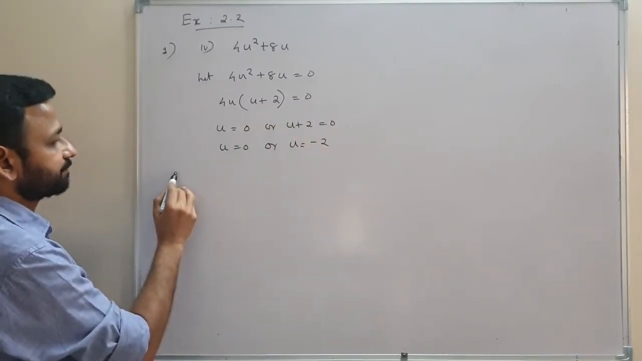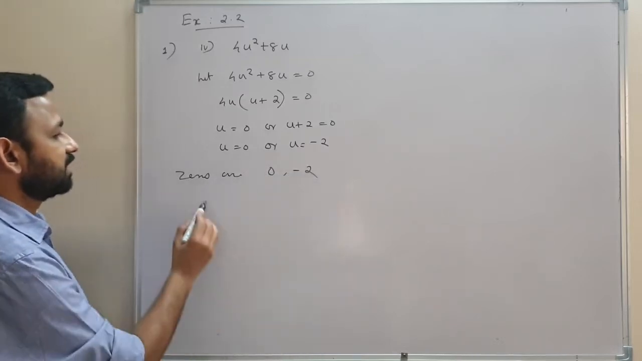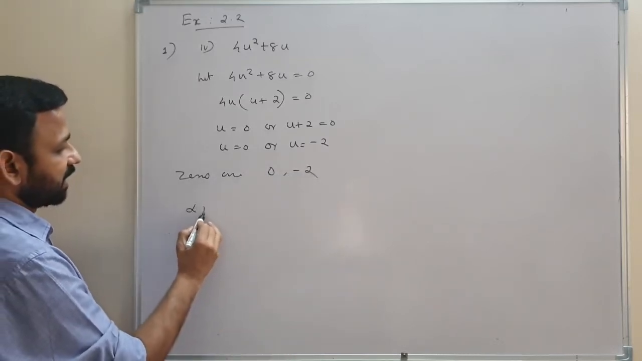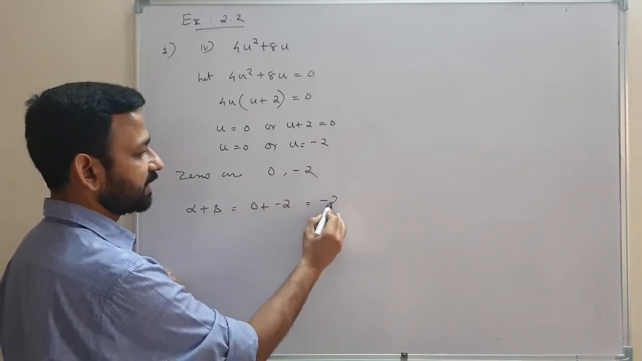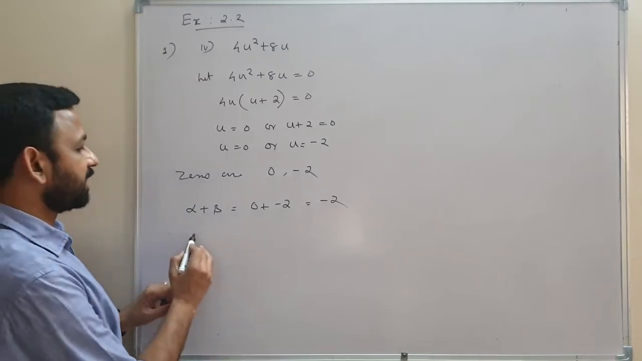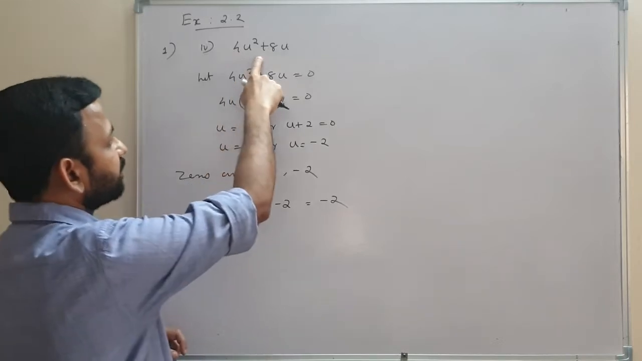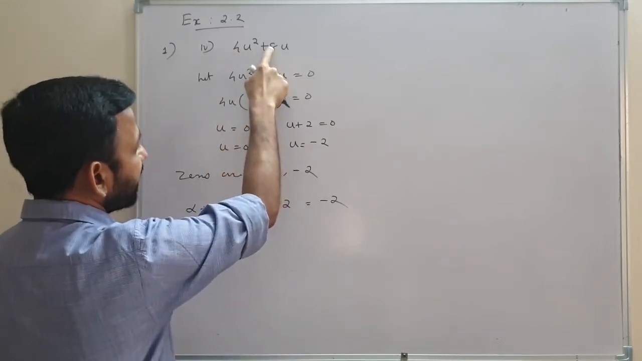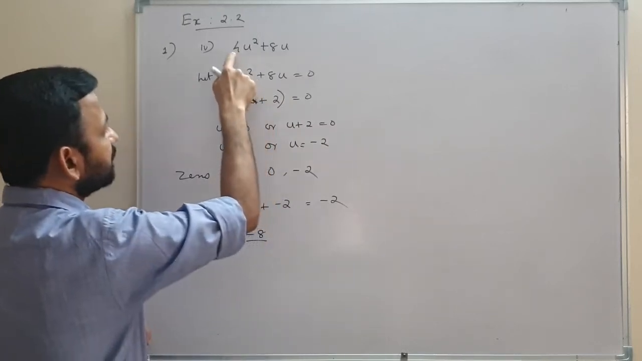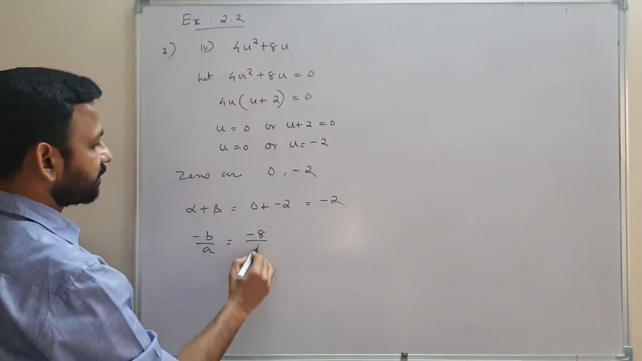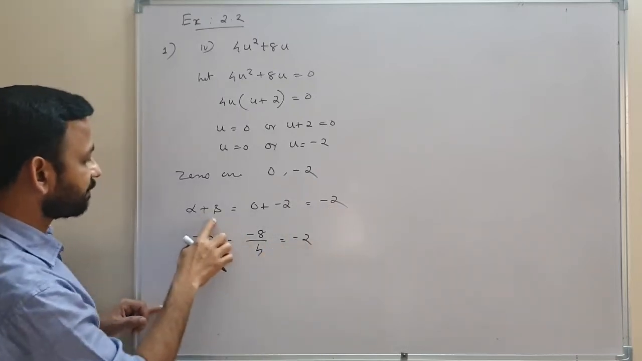Therefore these zeros are 0 comma minus 2. Then the sum of the zeros, alpha plus beta, that is 0 plus minus 2, that is equal to minus 2. Then minus b by a. For this quadratic polynomial, minus b by a is minus coefficient of u, that is minus 8, upon coefficient of u square, that is 4. When we simplify, minus 2. So both of them are equal. So alpha plus beta is minus b by a.